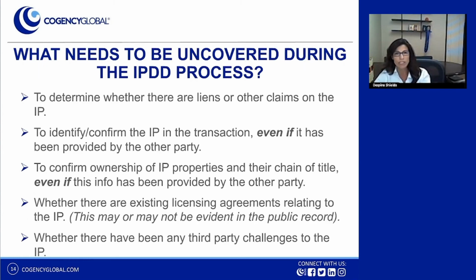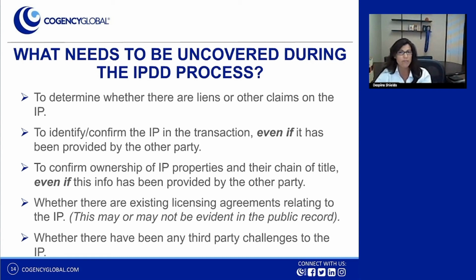So what are you looking for? What are you looking to uncover during the intellectual property due diligence process? Well, you're looking to determine whether there are any liens or encumbrances or claims on the IP. So it would be similar to looking for statutory liens or UCC liens that maybe are filed against real property. You're looking to see what's out there, and you're doing that to identify or confirm the IP in the transaction, even if it has been provided by another party, which is not unusual.